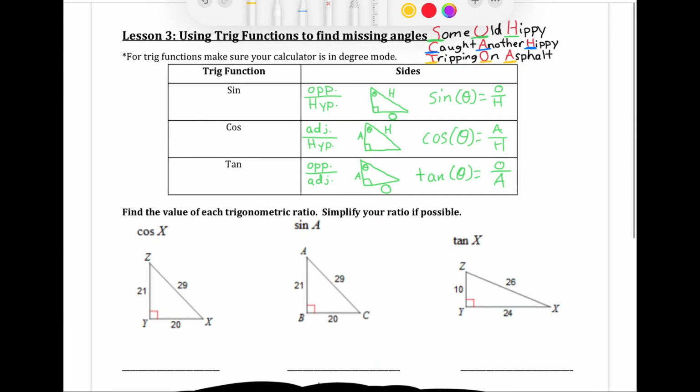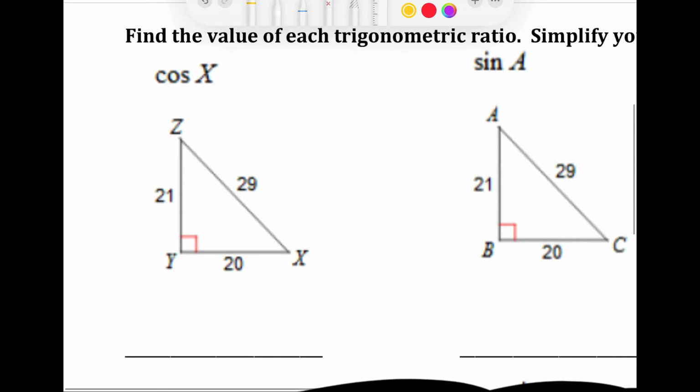So we're going to use these formulas to find different values. For the first three, we're finding the value of cosine of x, or sine of a, or tangent of x. So the first thing we want to realize is that we're dealing with cosine. So cosine means we want adjacent over hypotenuse. Another thing we want to realize is that the angle we're looking at is angle x. So we're looking at this angle here.